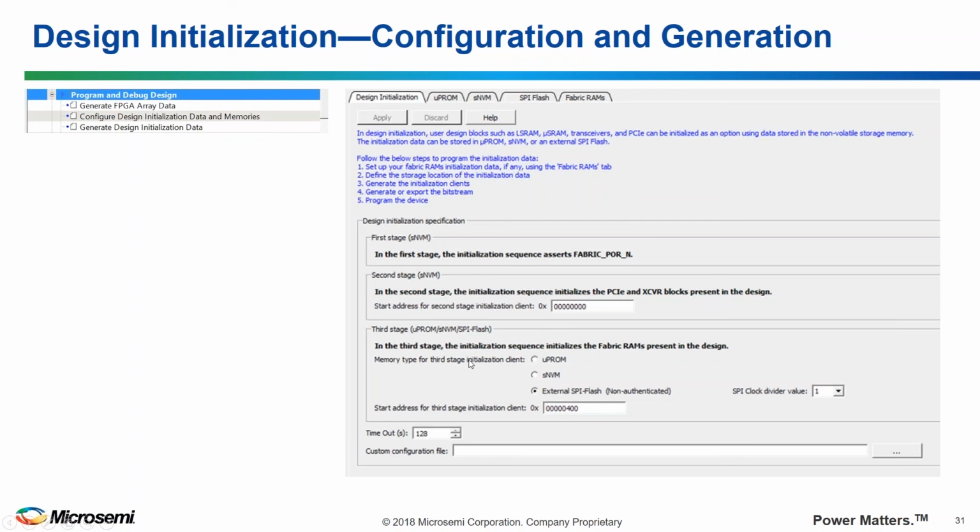So this is a look at the Design Initialization tab. You would launch that from the Design Flow tab by clicking on Configure Design, Initialization Data, and Memories. And you have 4 tabs here. Design Initialization is where we specify the different stages for initialization. Two of these stages are pretty much fixed and they come out of the secure non-volatile memory. The third one, for initializing memories in the design, you have the choice of initializing them from the microprom, the SNVM, or from external SPI.